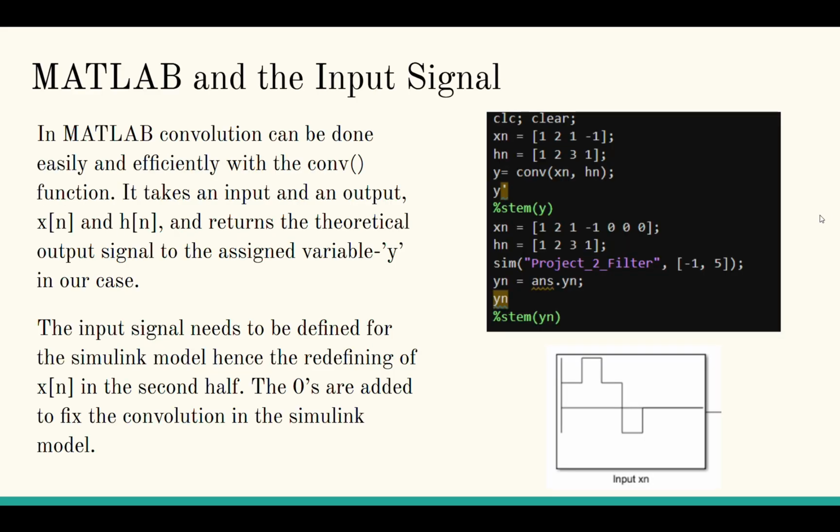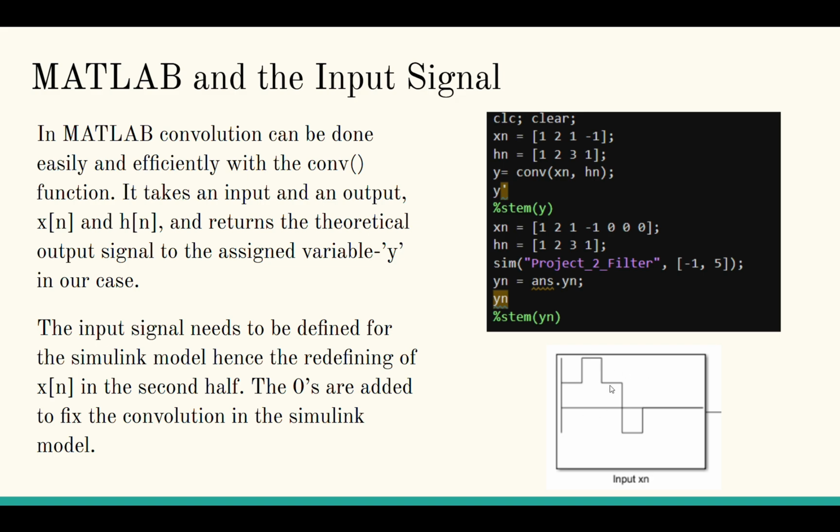So in MATLAB, convolution is really easy to do. We just need an input signal, or X of n, and the filter, H of n, and we can use this convolution function, which will give us our output, y in our case, and we can transpose y to get a column.